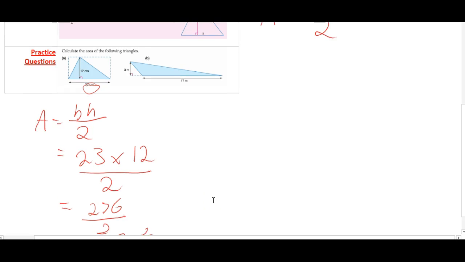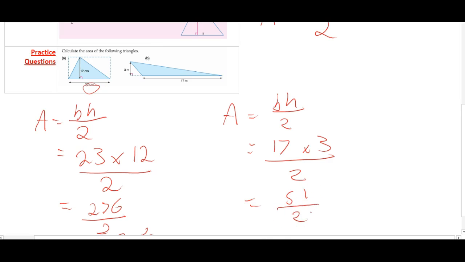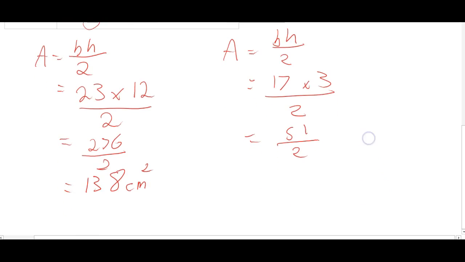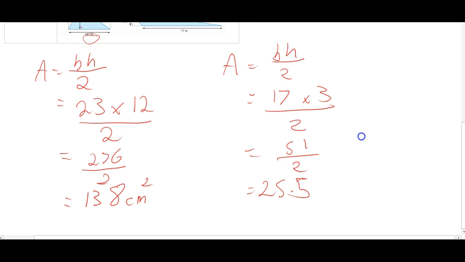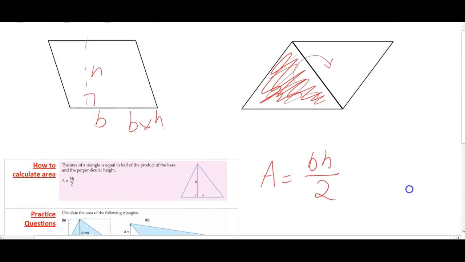Remember, it is area, so I need to make sure that I have the correct units of measurement. Now we'll do the same again for part B. It's area equals base times height divided by 2. The base in this instance is 17, the height is 3, and I'll divide that by 2. 17 times 3 equals 51, and dividing that by 2 gives me 25.5. The units are meters squared.